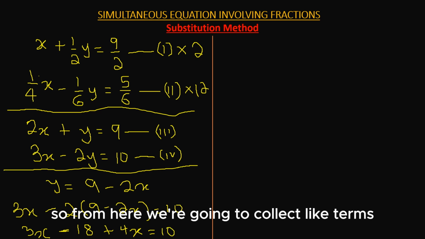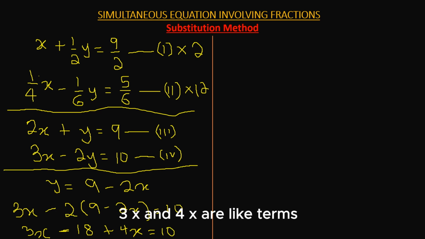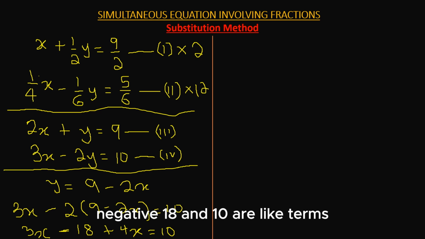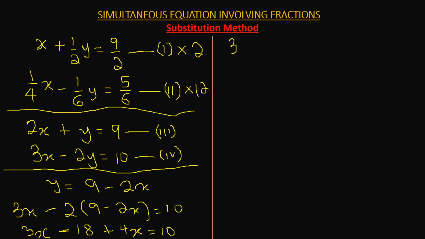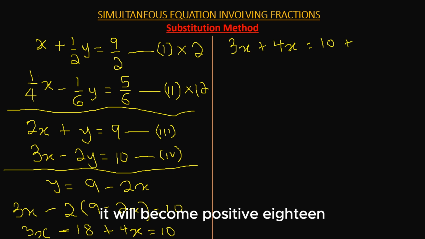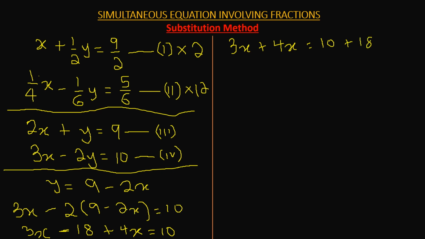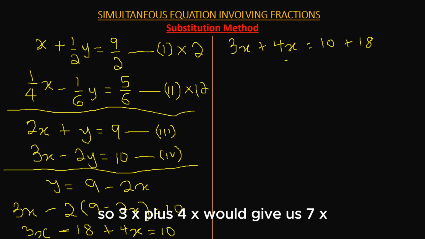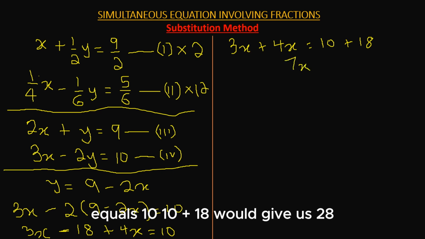From here we're going to collect like terms. 3x and 4x are like terms. Negative 18 and 10 are like terms, so we'll put them together. That means we're going to have 3x plus 4x equal to 10. Then by the time the negative 18 crosses to the other side, it will become positive 18. So 3x plus 4x will give us 7x equals 10 plus 18, which will give us 28.